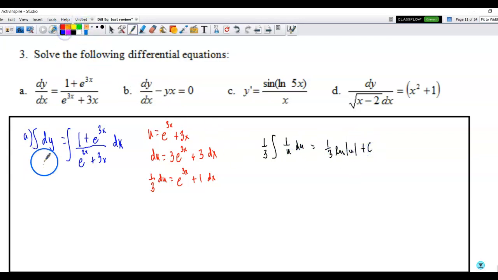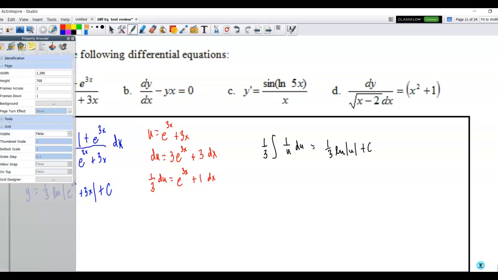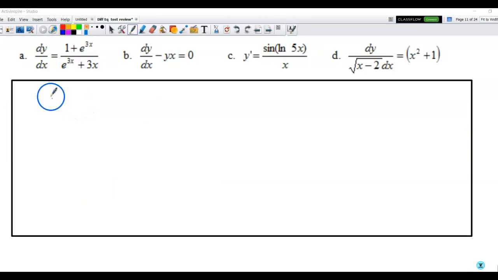So I'm going to come back to my problem, and on the left-hand side, I end up with y. On the right-hand side, I get 1/3 ln absolute value of e to the 3x plus 3x plus c. Letter A. So for letter B, to separate my variables, I'm going to begin by adding the y over x to the right-hand side.